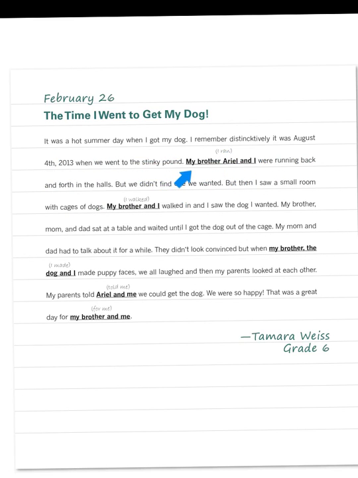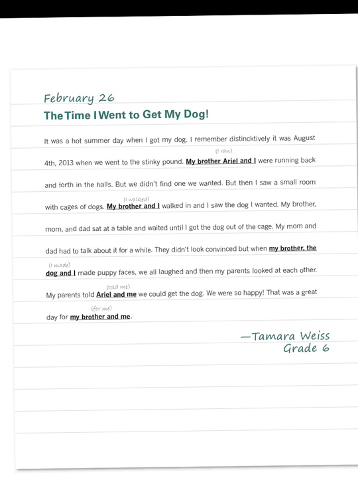We're going to take out my brother Ariel, and we're going to say, I was running back and forth in the hall. We had to see how we had to change were. We're saying, what were they doing here? What were these two people doing? They were running back and forth in the hall. So if it was just you running, you would say, I was running back and forth in the hall. You wouldn't say me was running, would you? So that makes sense.